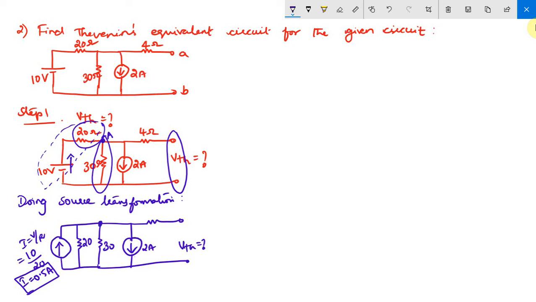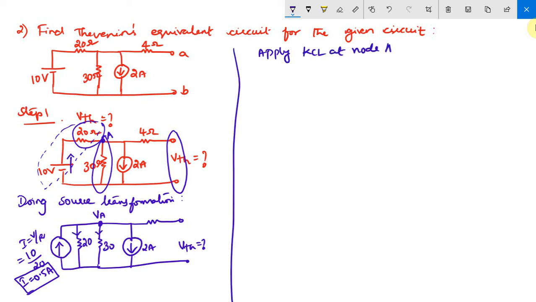Now let me consider this node voltage to be VA, right? So only this 0.5 ampere is incoming current, whereas all the other currents are said to be outgoing. So apply KCL at node A now. Applying KCL at node A, what is KCL? Kirchhoff's current law. Sum of the incoming currents should be equal to the sum of the outgoing currents. Here how many incoming currents are there? Only one, that is 0.5. So 0.5 is equal to the outgoing currents. There are three outgoing currents.